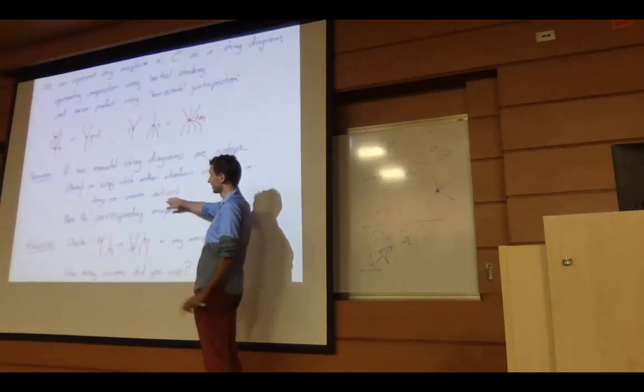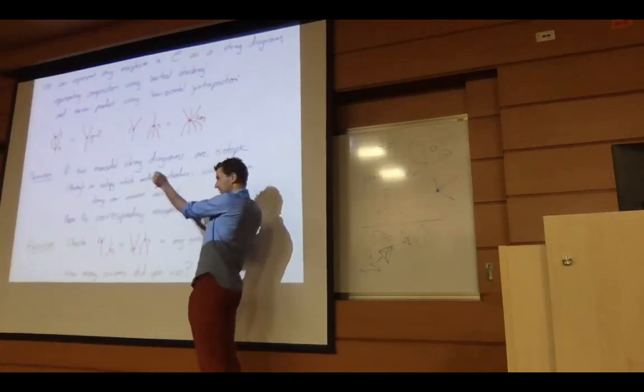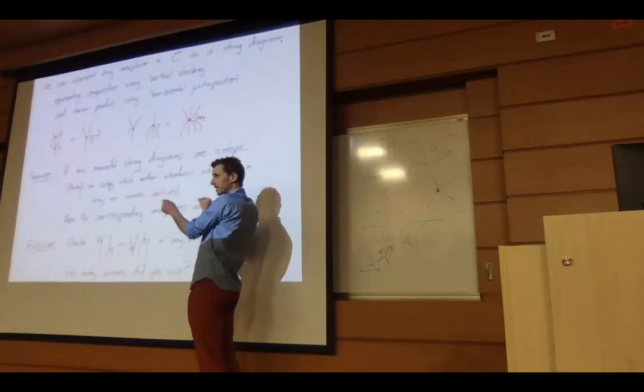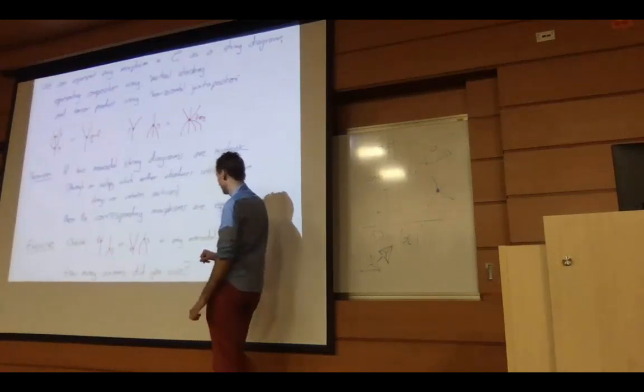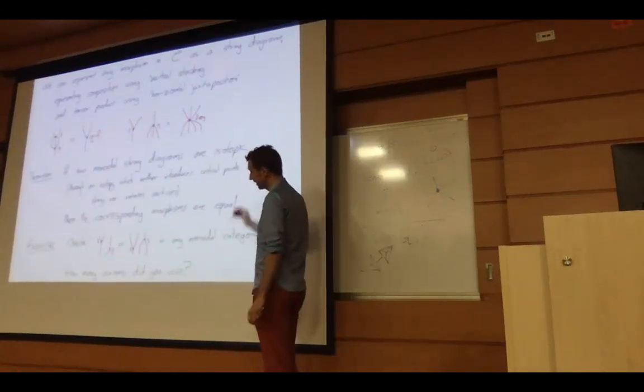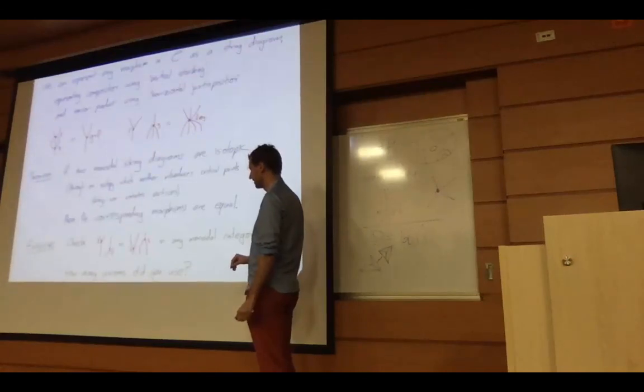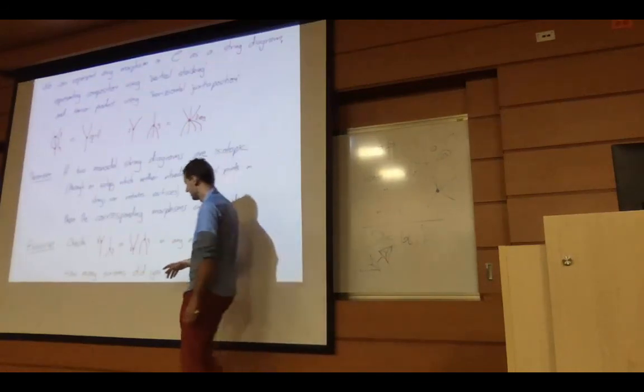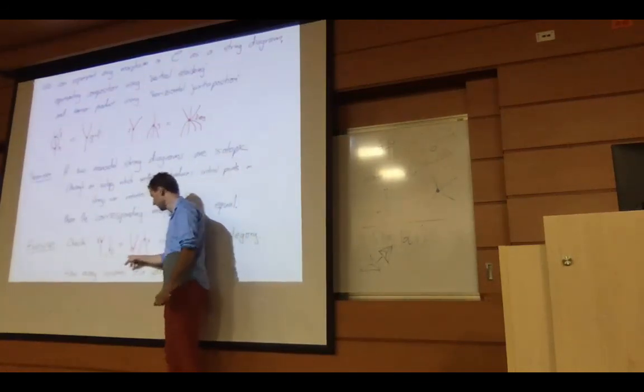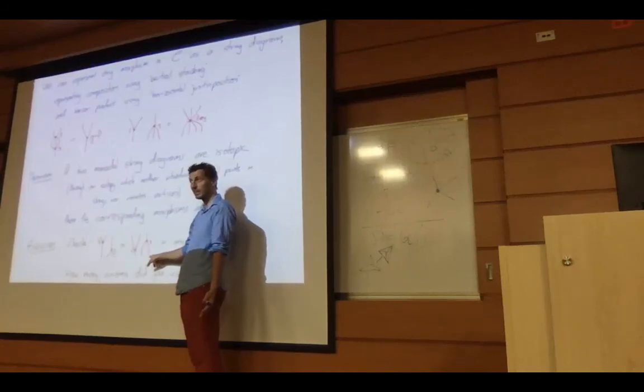And also during the isotopy, we can't rotate vertices. We can slide them around, but only rigidly. Okay, that's a lovely theorem that I won't attempt to prove. But here's a great exercise. So this theorem immediately tells you that these two morphisms in any monoidal category are equal.